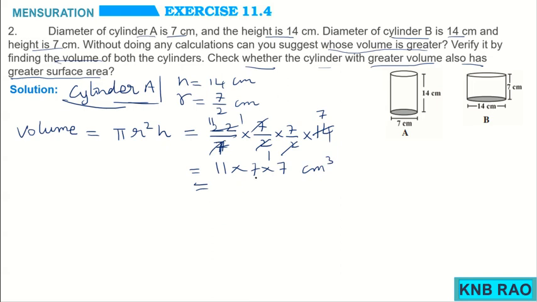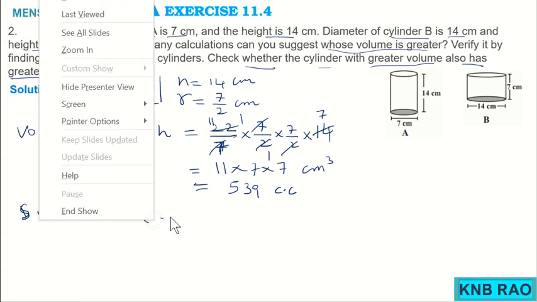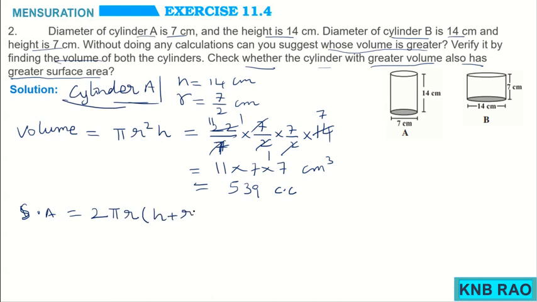Now, if you calculate 7 7s are 49, 49 11s are 539 cubic centimeter. That is the volume of cylinder A. I will find the surface area of this also. So, surface area I will find of any cylinder using the formula 2 pi r times of h plus r, where 2 into 22 by 7 into 7 by 2 into h plus r.